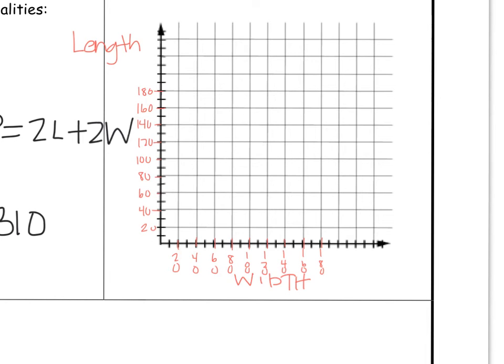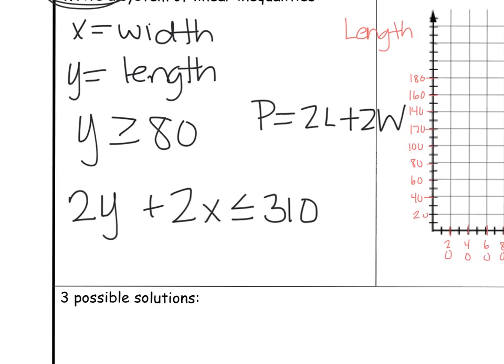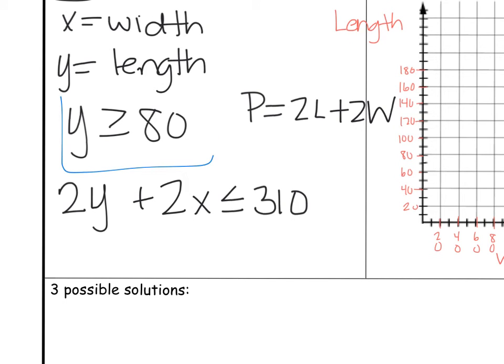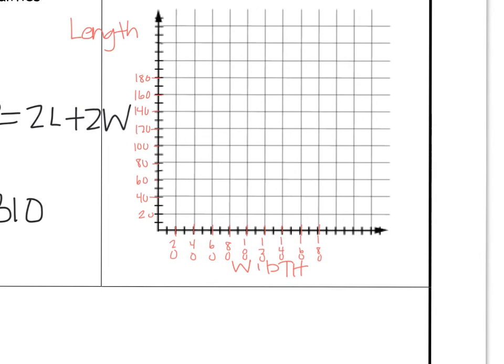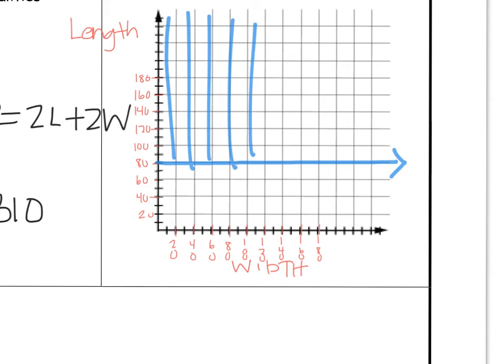So as you can see, I've labeled my x and y axes. My x-axis is width, and my intervals are by 20, and my y-axis is length, and my intervals there are also at 20. So the first inequality I want to graph is y is greater than or equal to 80. So that's just going to be a horizontal line at y equals 80. It is a solid boundary line because it's greater than or equal to, and then I'm going to shade everything above that boundary line. That's everything up here. It's going to be shaded in blue.